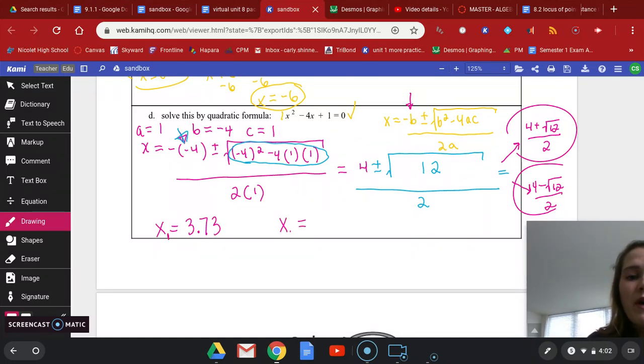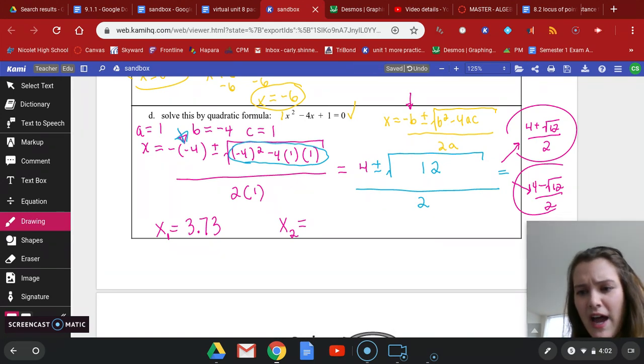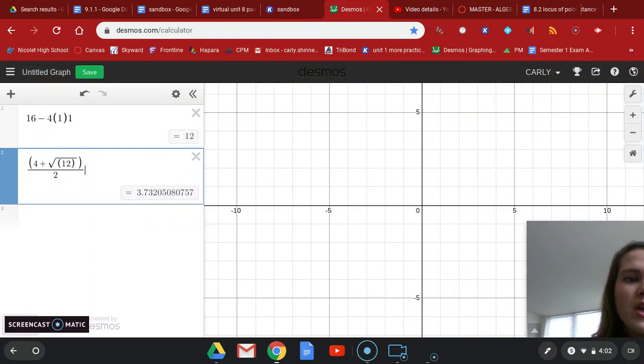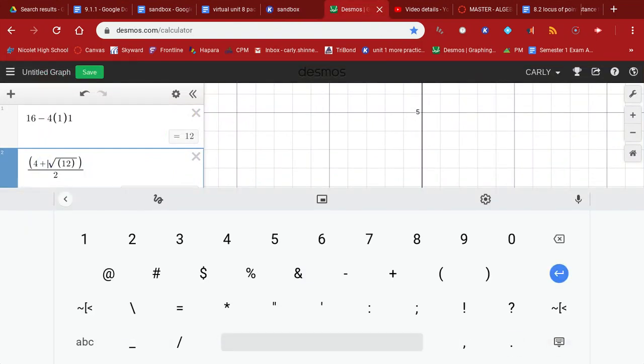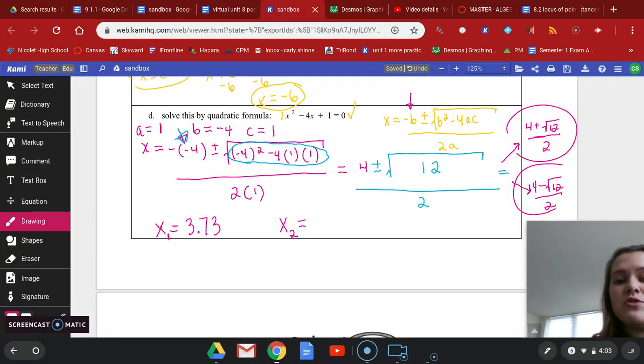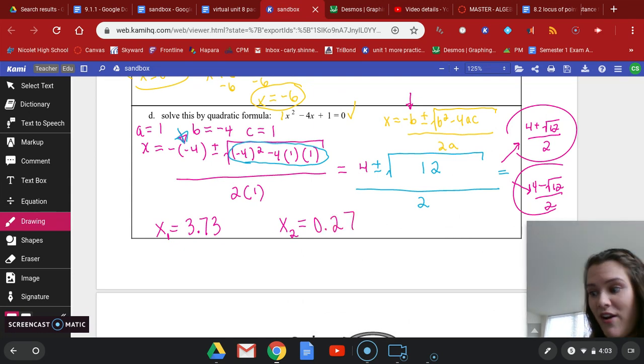Sometimes people might write it like this, x1, x2. I saw some of you guys writing it like that. A good idea is just to Google quadratic formula if you want more examples, but you might see it that way. You don't have to write it like that, but just so you know. So now we're just gonna change this to be 4 minus, and it looks like I get about 0.27 if I round correctly. So my second x-intercept is 0.27, all right?